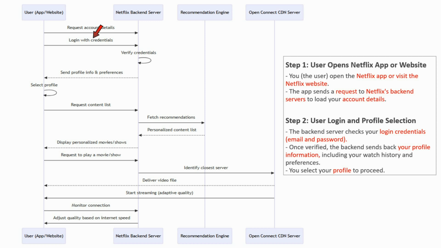The backend server checks your login credentials like email and password, and once verified, the backend server sends back your profile information, including your watch history and preferences. You select your profile to proceed.